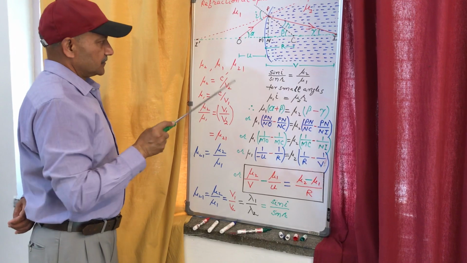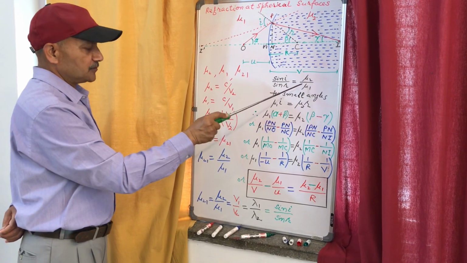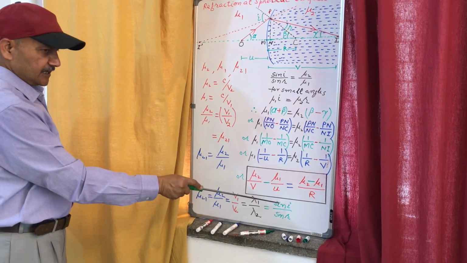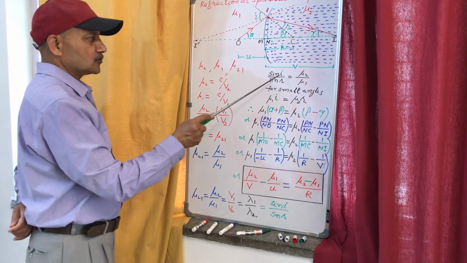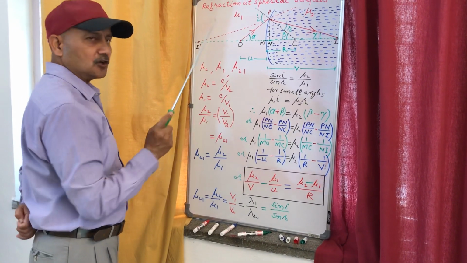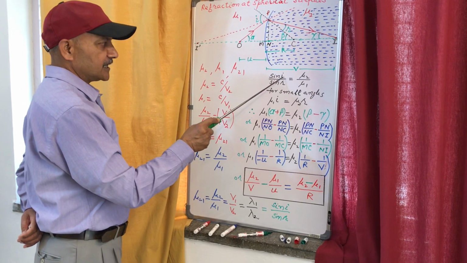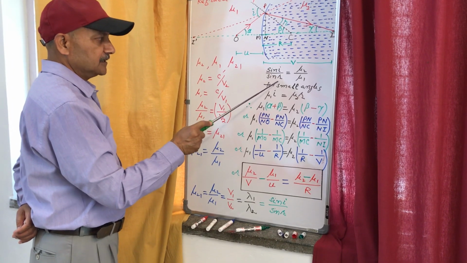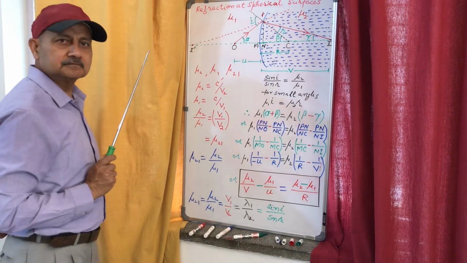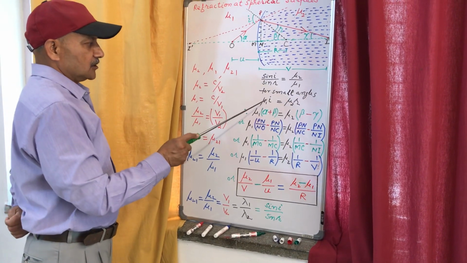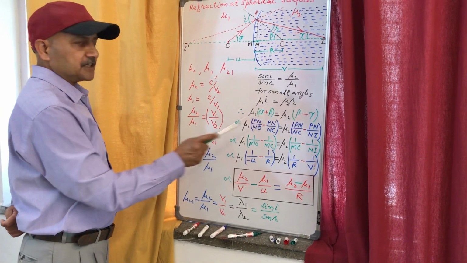Now sin I upon sin R is equal to mu2 upon mu1. This is the relation. Sin I upon sin R is equal to mu2 upon mu1. Therefore, cross multiplying and also writing it for small angles, in place of sin I, we can write I. In place of sin R, we can write R. Therefore, the new equation becomes mu1 I is equal to mu2 R. Now we will write I in terms of alpha and beta and R in terms of beta and gamma.